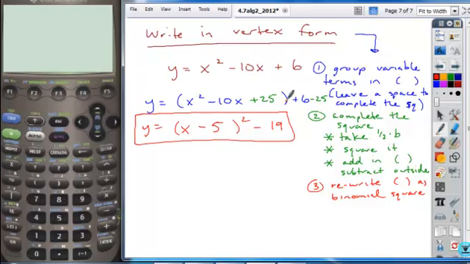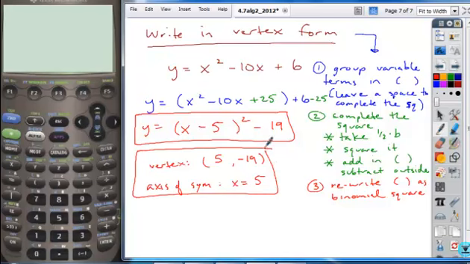If I were to ask you questions about this, you could locate the vertex. What would the vertex for this equation be? The value of x that would give you a 0 in here is 5, and then the vertical transformation is -19. So there's your vertex. What would be the axis of symmetry? x equals whatever the x coordinate is. So these could be the three different things I'd ask you: the actual vertex form, the interpretation of it as the vertex, or the interpretation of it as the axis of symmetry.